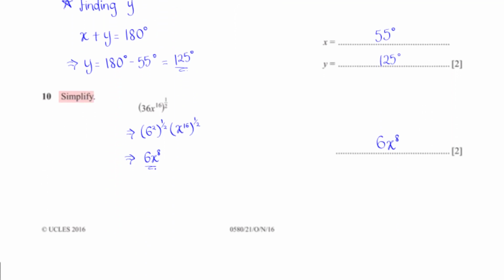Simplify 36x^16 all raised to the power half. And so when we apply the laws of indices, we have 36, which can also be written as 6 squared, raised to the power half, times x^16 raised to the power half. And so for the powers of 6, when we multiply 2 and half, we get 1. So 6 raised to the power 1 is the same as 6. And for the powers of x, when we multiply 16 and half, we get 8. And so that leaves us with our final answer of 6x^8.